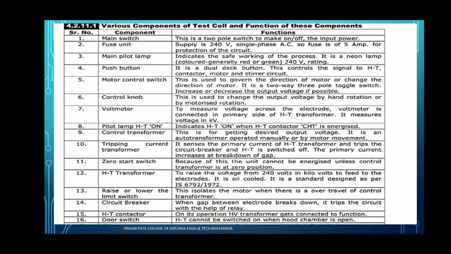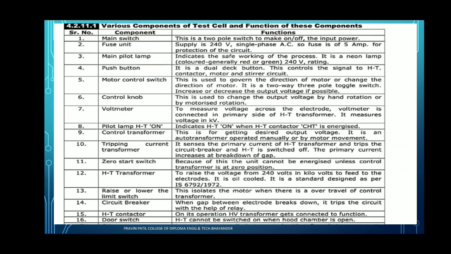Because of this, the unit cannot be energized unless the control transformer is at the zero position. I repeat, the zero start switch means the unit cannot be energized unless the control transformer is at the zero position. If the control transformer is not at the zero position, the unit cannot be energized. That is the zero start switch, also a component of the test cell, and this is its function.